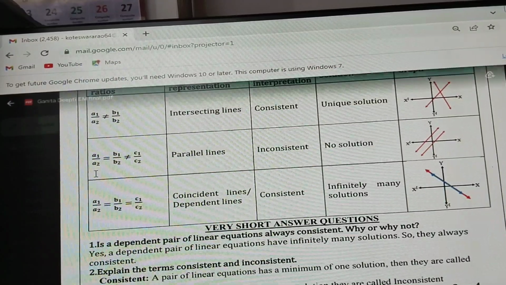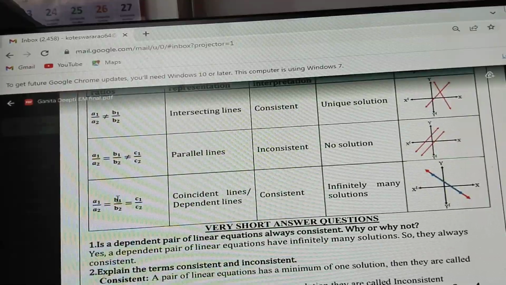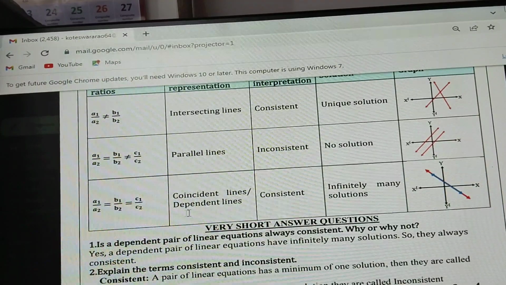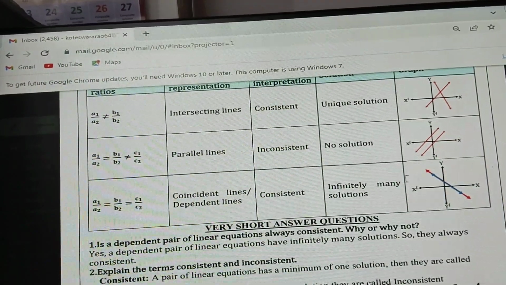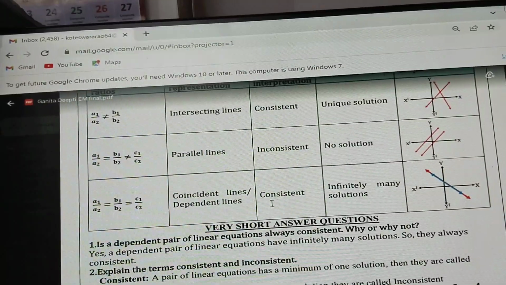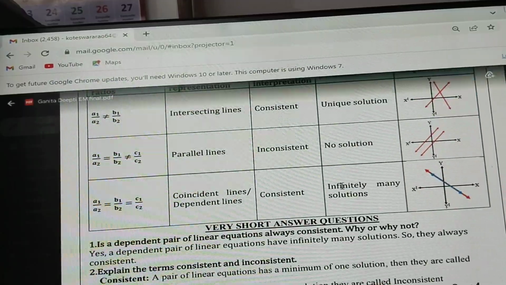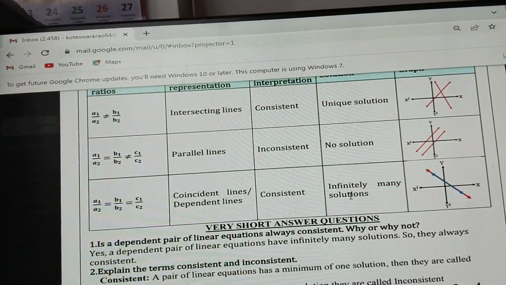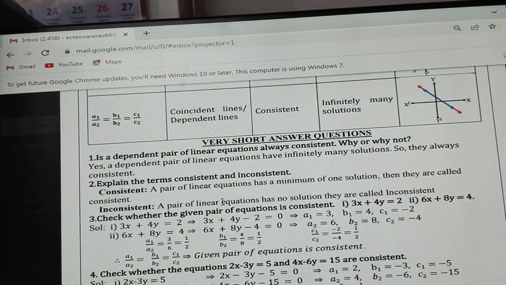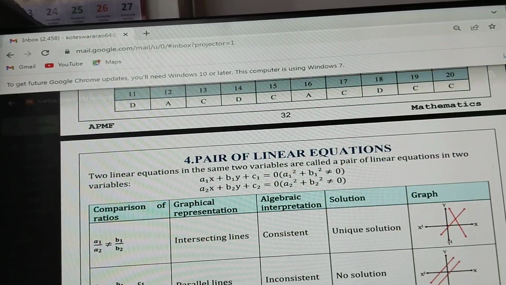Next, the third one: a1 by a2 is equal to b1 by b2 is equal to c1 by c2. Coincident lines, we call them dependent lines. So this is represented by this line in graphical representation. Consistent, with infinitely many solutions. So many solutions are there to find the x and y values. So this is the brief introduction of the pair of linear equations in two variables.